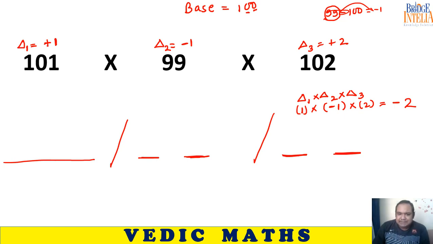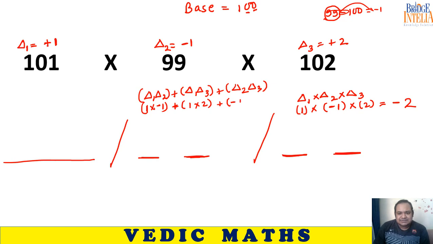Come to the middle part. In the middle part, what are we supposed to do? Delta 1 into delta 2 plus delta 1 into delta 3 plus delta 2 into delta 3. So let's solve this. 1 into minus 1 plus 1 into 2 plus minus 1 into 2. So let's see what this comes out to be. 1 into minus 1 is minus 1, 1 into 2 is 2, minus 1 into 2 is minus 2, so the total is minus 1. So here again we are getting a negative number, so wait, don't write it. We will come to this later.